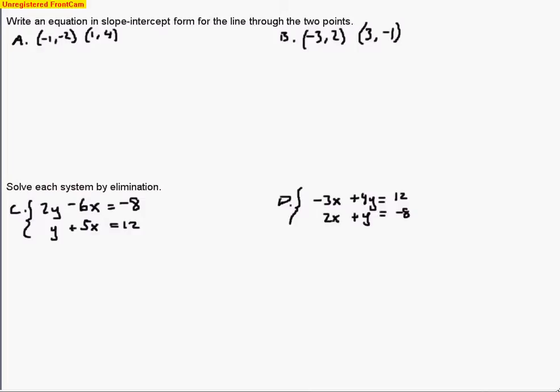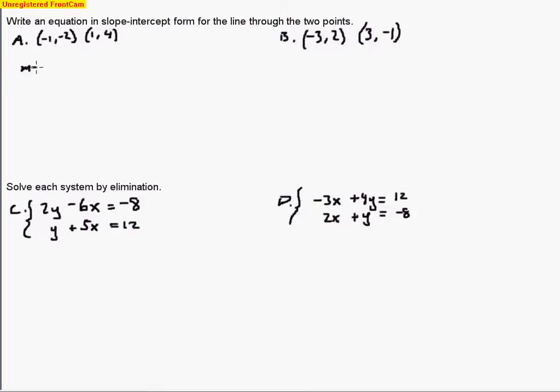So the last two problems on tonight's homework are review problems asking us to write an equation in slope-intercept form for a line that passes through 2 points, and then also to solve by elimination. And so let's take a look at the first one. When we have 2 points, we need to first find the slope.